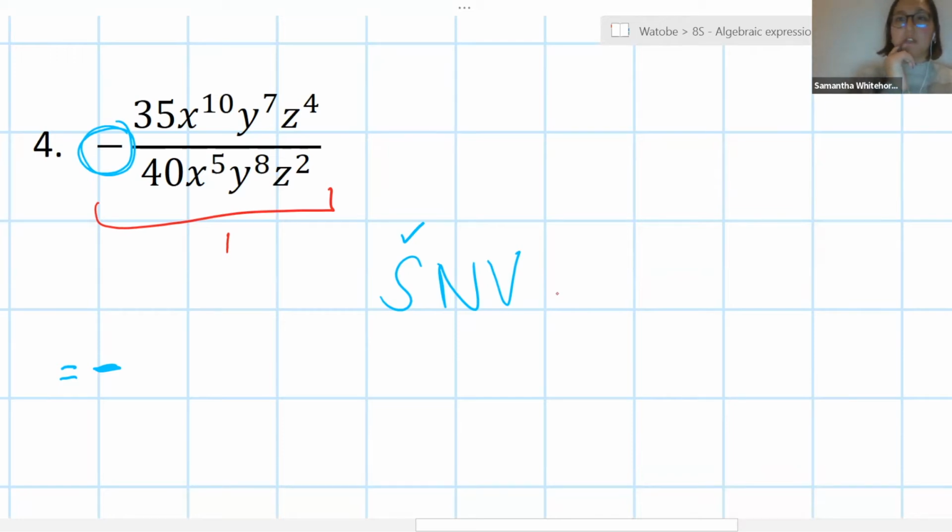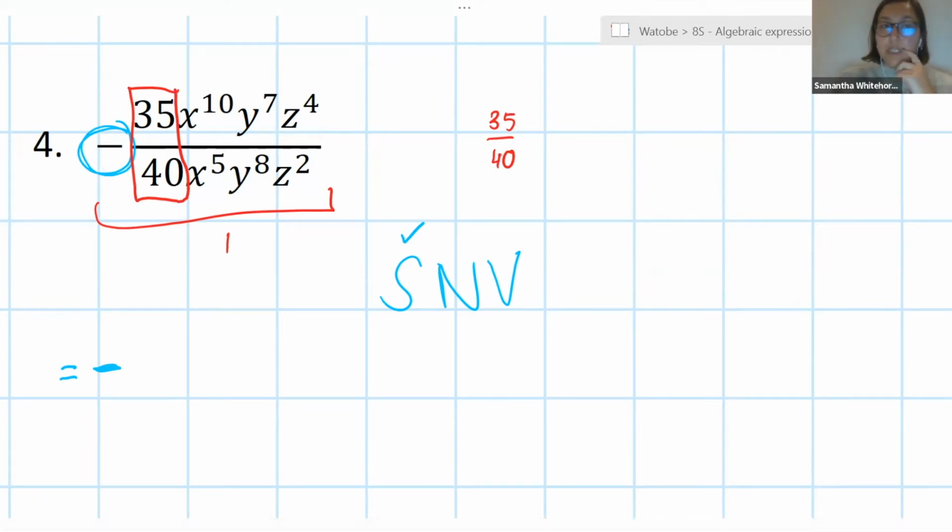Now I'm going to move on to the numbers. So the numbers I'm concerned with are the 35 divided by 40. Now again, I'm very much pro calculator. And so you could just type this into your calculator and your calculator will give you a simplified answer. But if we need to be able to do this without a calculator, what you need to ask yourself is what is the biggest number that can divide into 35 and into 40?